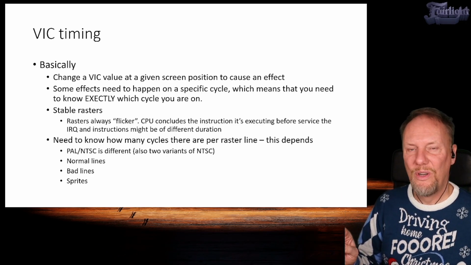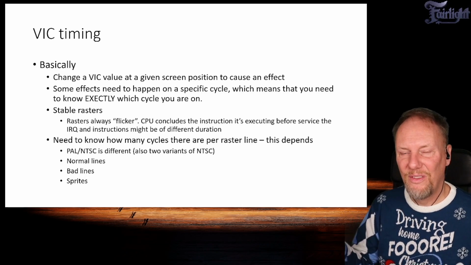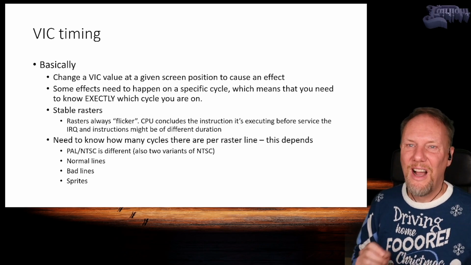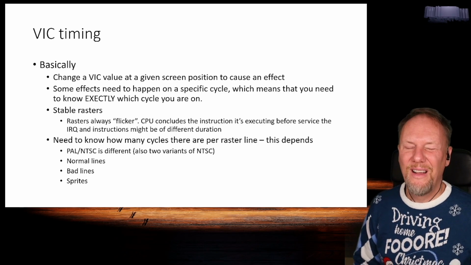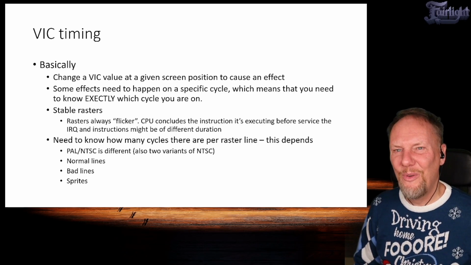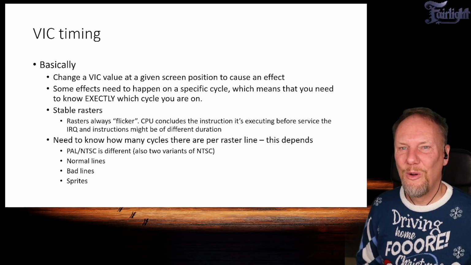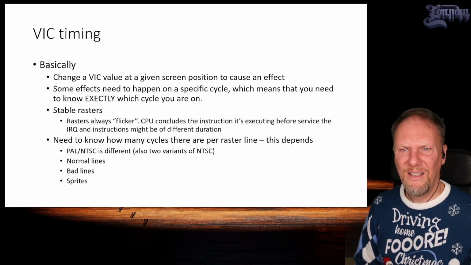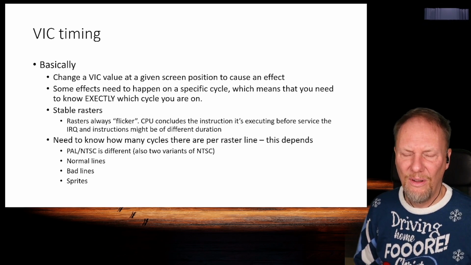Okay, and of course you also need to know how many cycles there are per row, because otherwise you wouldn't know where you are on the screen anyway. So you need a screen map to know how many cycles you have available. And the thing is, that varies, which is adding complexity here. First of all, it varies between PAL and NTSC, and I think there are also two variants of NTSC.